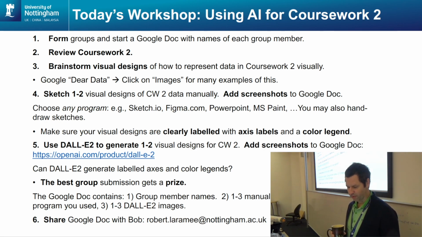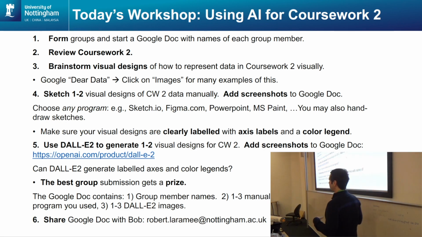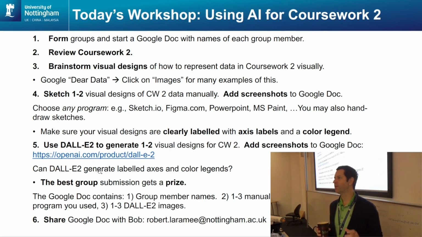So you experiment with that, and when you think you have something interesting, like the best image, after, I guess, you test it out maybe 10 times or something, get 10 images. Choose the best one, and then insert that into your Google Doc.